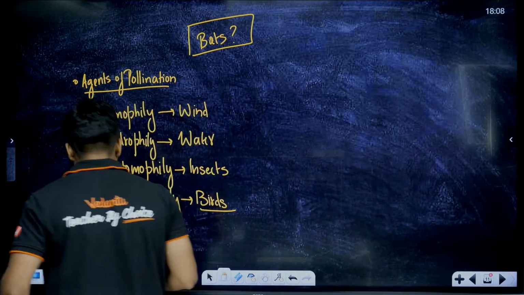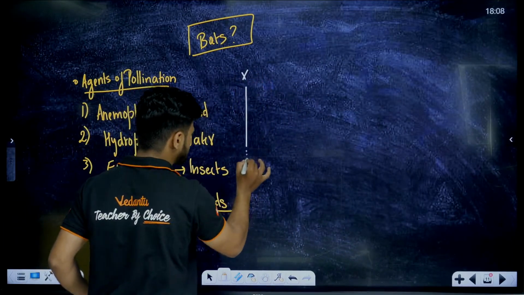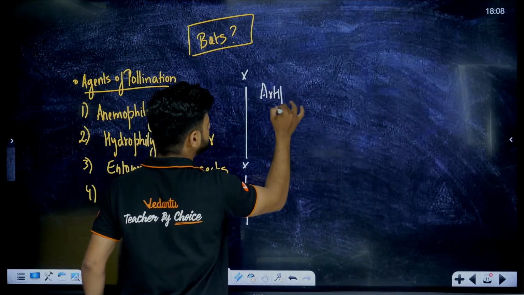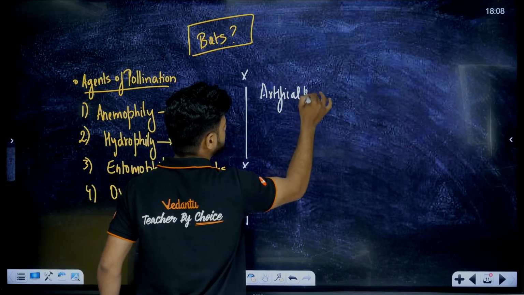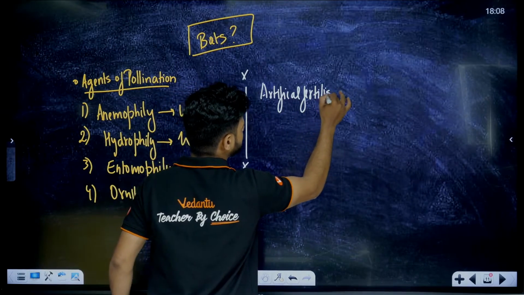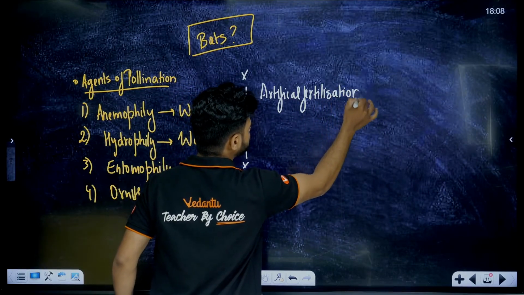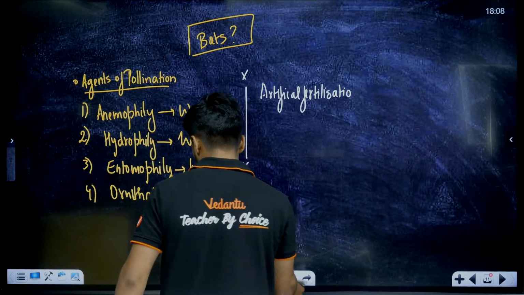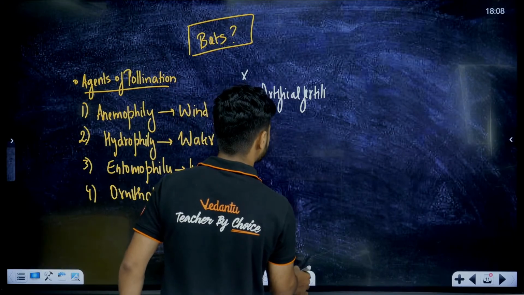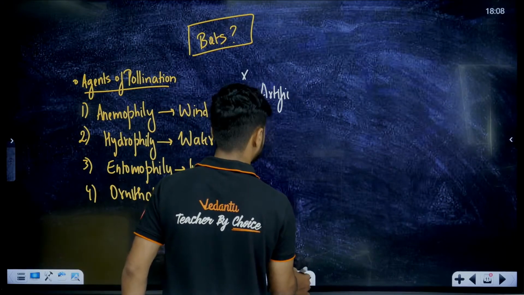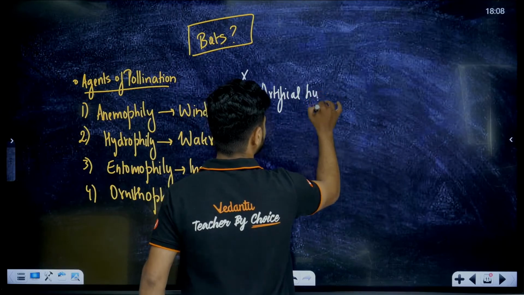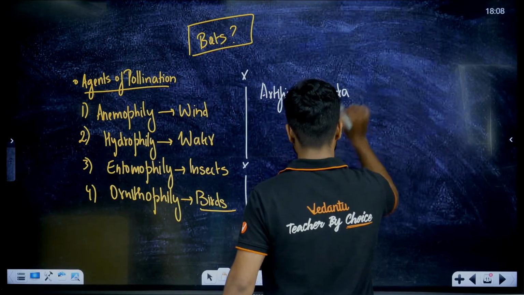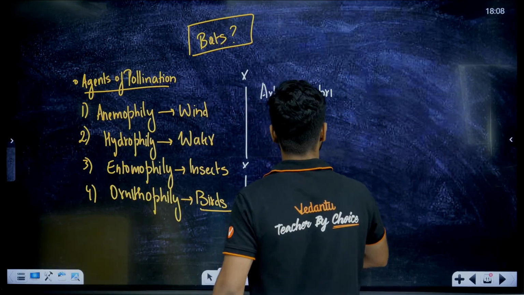Right. Now, there are certain other concepts which you need to cover in this chapter, called artificial fertilization. Now, what is artificial fertilization? Or rather, it's not called fertilization, let's call it hybridization.